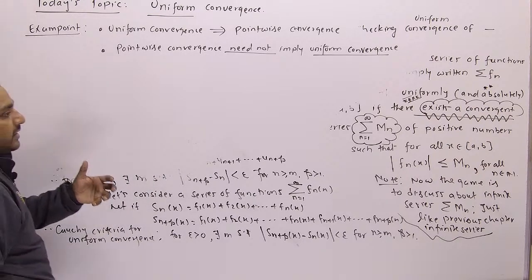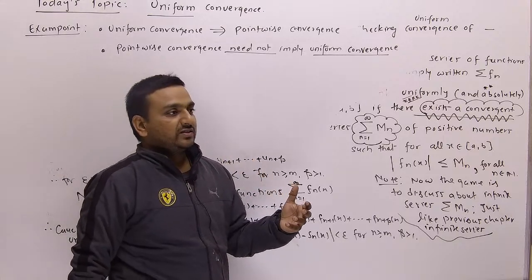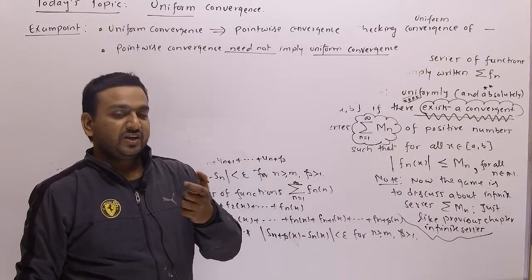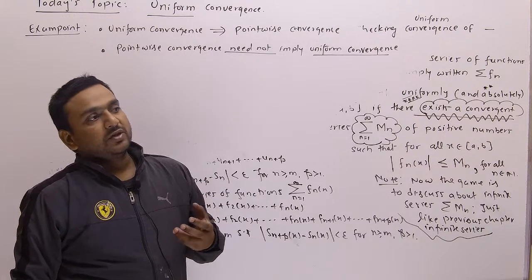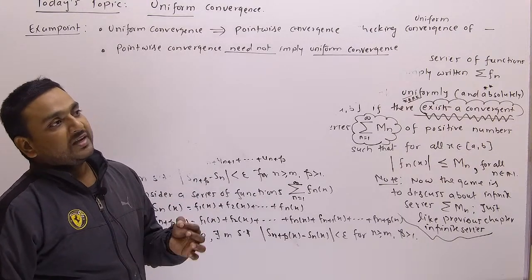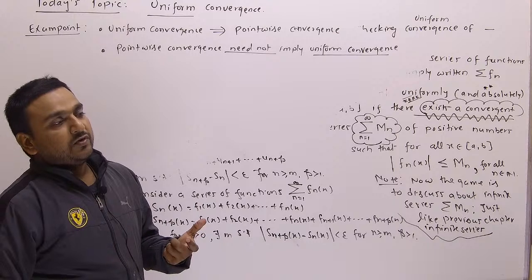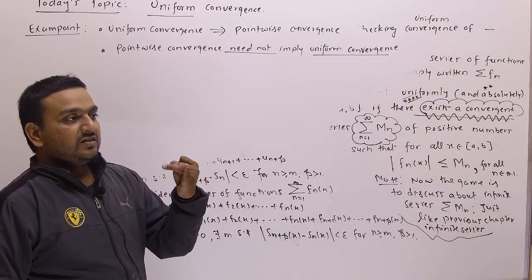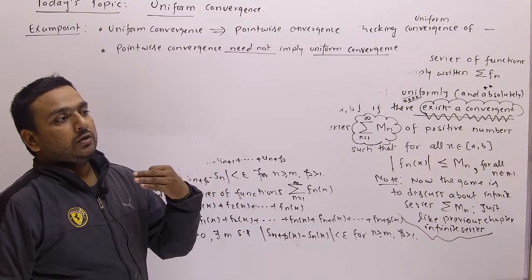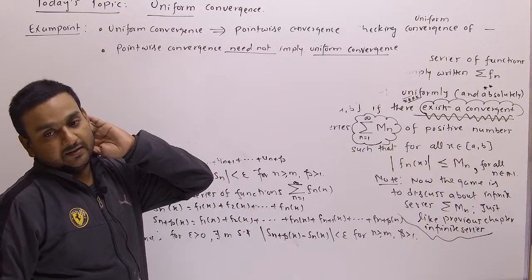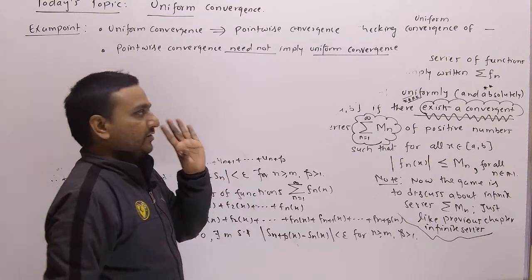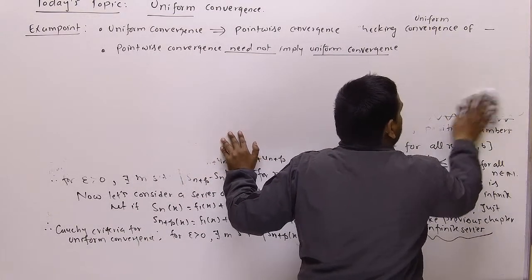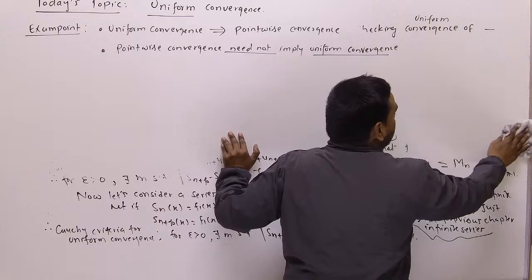The rest, what we talked about integral and differential, that is all about: if a sequence of functions is uniformly convergent, or a series of functions is uniformly convergent, then those differentials, integrals will also hold, and so will the continuity of the limit function. Okay?